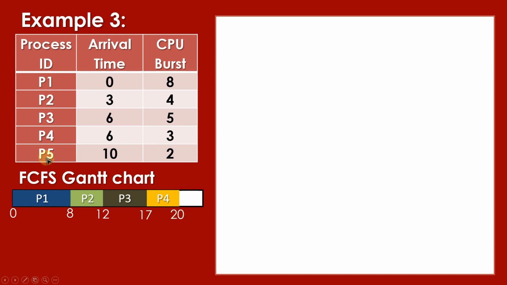So, 17 plus 3, that is 20. Then, lastly, of course, yung pinakahuling dumating si P5. So, si P5, meron siyang CPU burst na 2. So, 20 plus 2, 22.